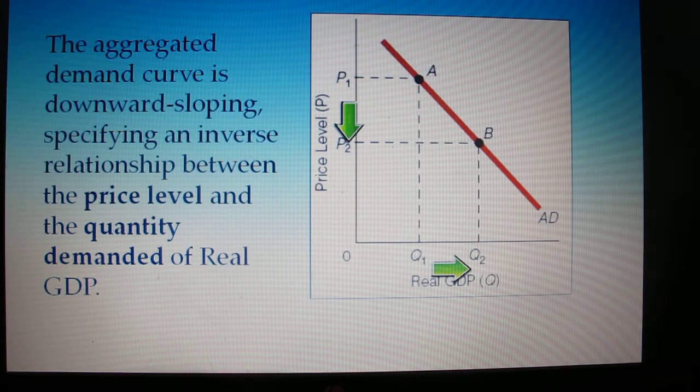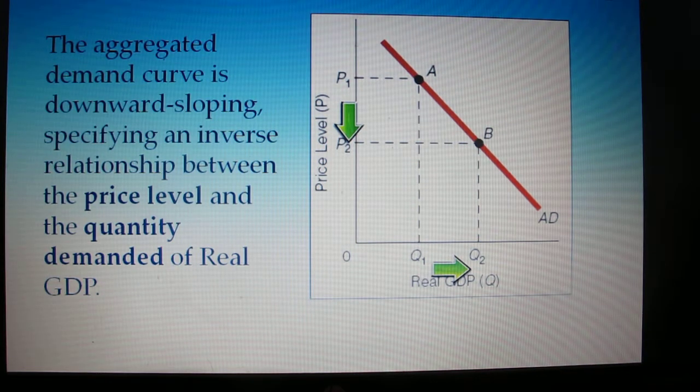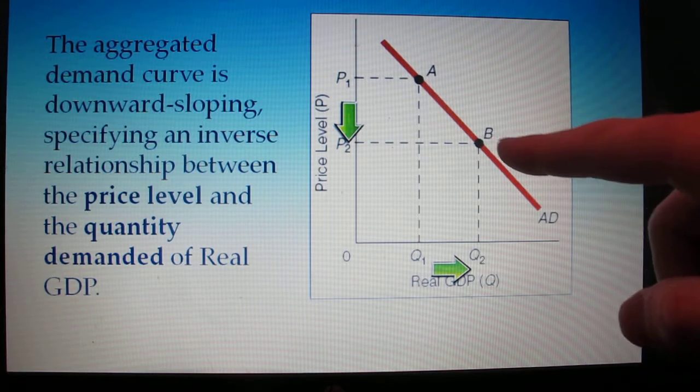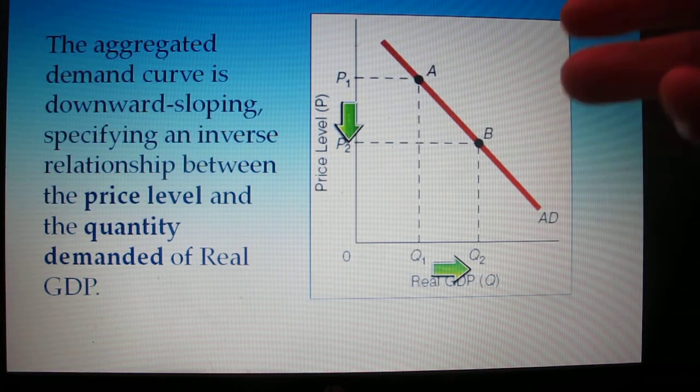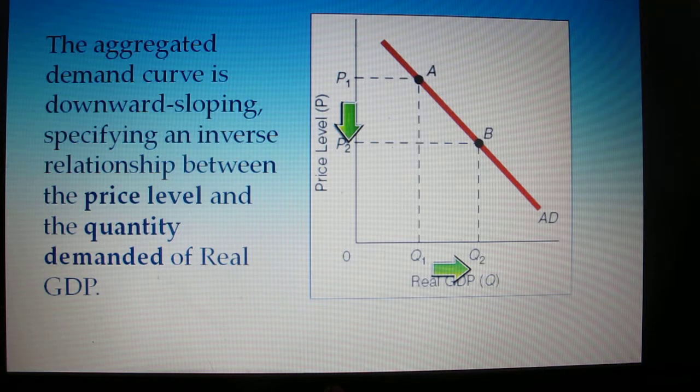The aggregate demand curve is downward sloping, specifying an inverse relationship between the price level and the quantity demanded of real GDP. In other words, this is a tricky way of saying it's a downward sloping curve. So aggregate demand is downward sloping, just like we saw when we were using a regular demand curve. It looks just the same.